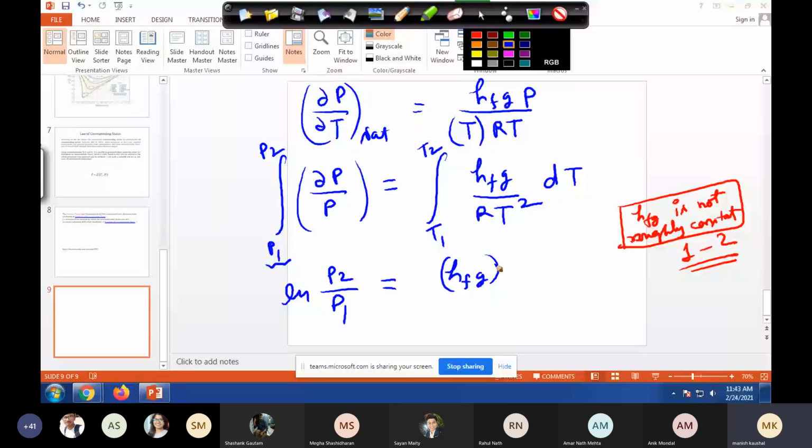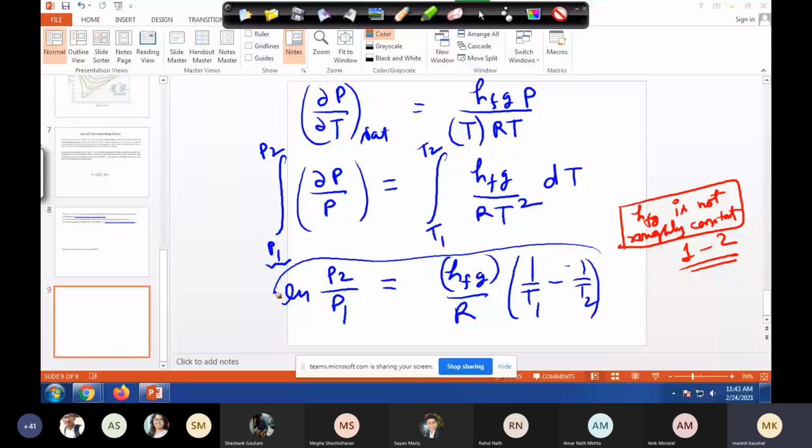And then if you integrate it, simply R will be here and we'll get 1 by T1 minus 1 by T2. Okay. So this is one famous equation which people use. And it has been seen that even if we have taken so much approximation, in low pressure regime, it works for many gases, many systems, many liquids. Okay. That's all. This is Clausius-Clapeyron equation.